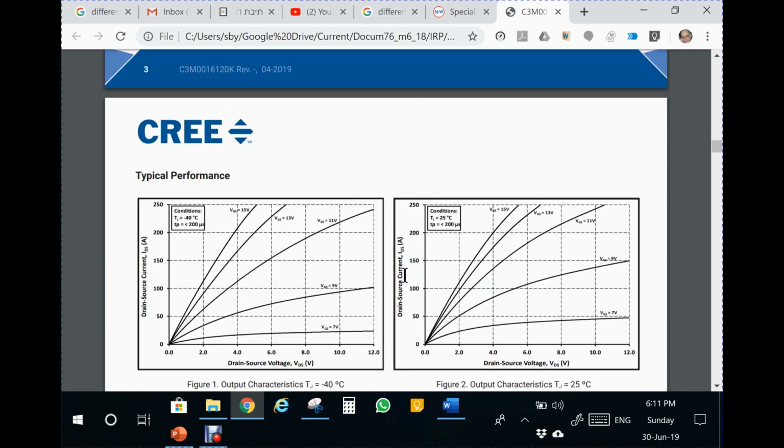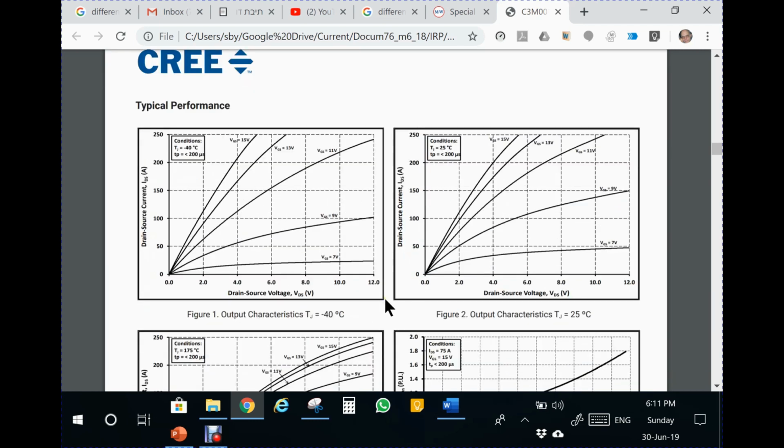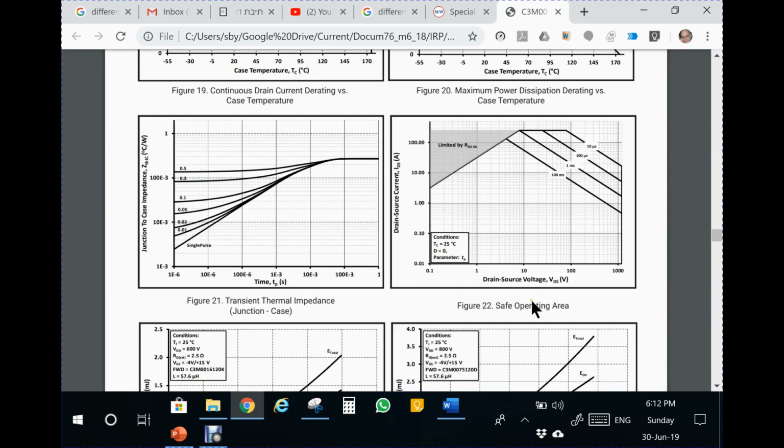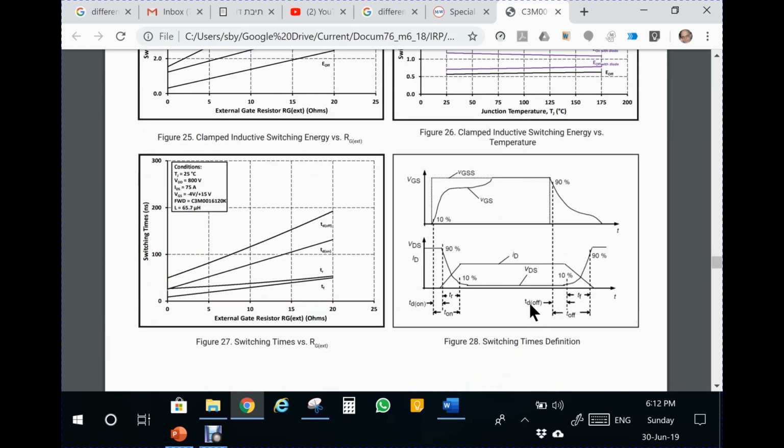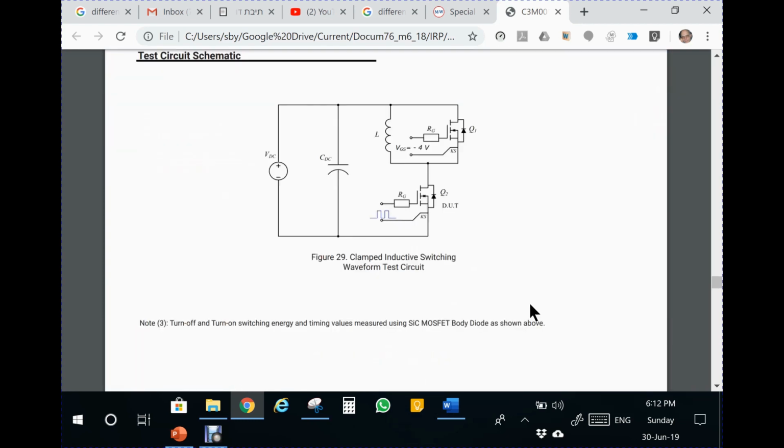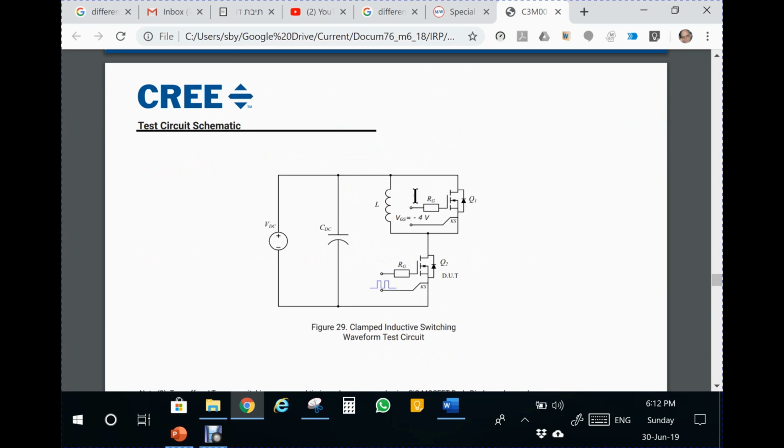And then there are some graphs which are related to the parameters in the table, but they are giving more information over a span of voltages, temperatures, and current. And then at the end we do have some information about the way it was tested. I'll talk about it also.